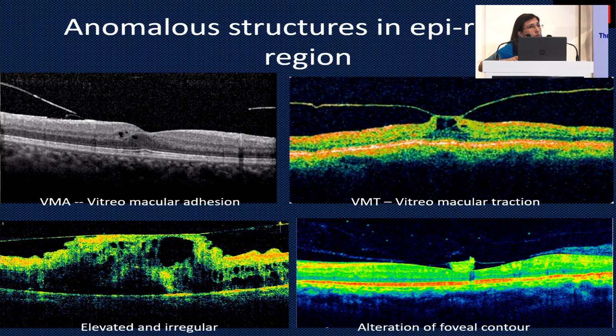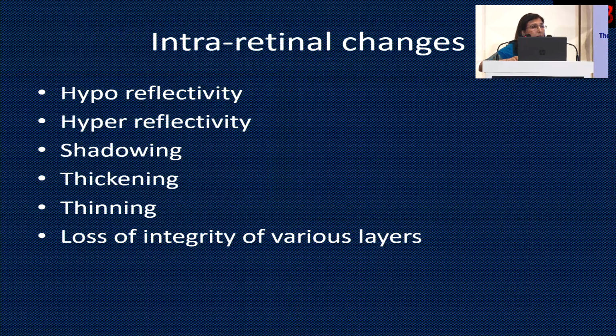Some other features that you can see in this epiretinal area: attachment of a membrane, which is called VMA or vitreomacular adhesion. And if this adhesion starts pulling up the retina, then this is VMT or vitreomacular traction. Now here you see there's so much traction that it has pulled up the whole retina, causing a plateau kind of TRD. Sometimes abnormal structures present near the fovea may lead to alteration. Now this particular patient actually had an NVE very close to the fovea. So this was showing in the OCT macula like this.